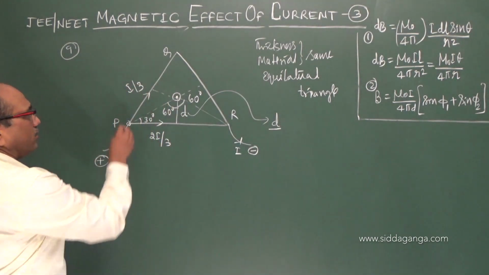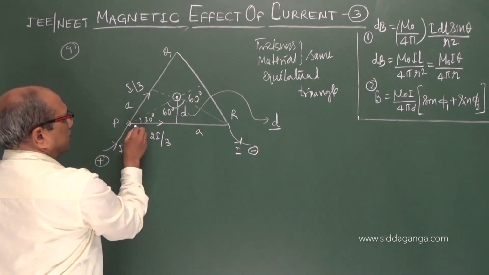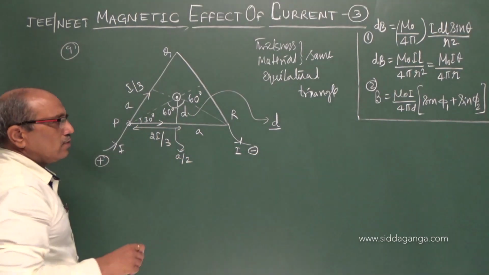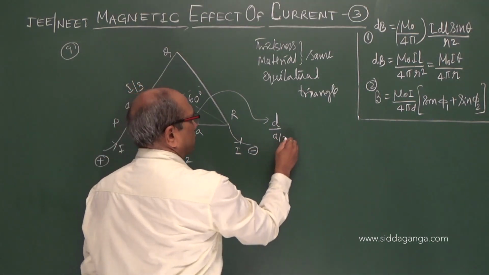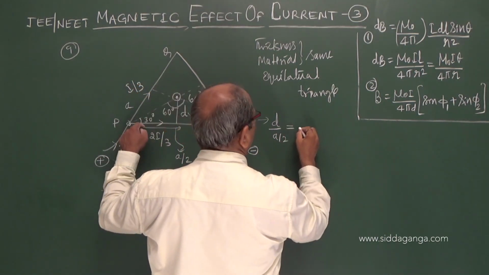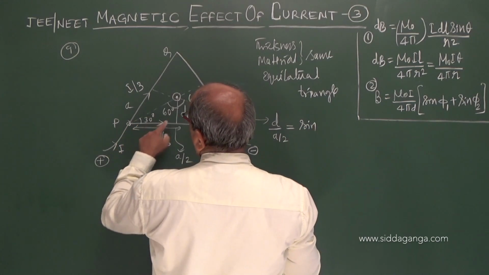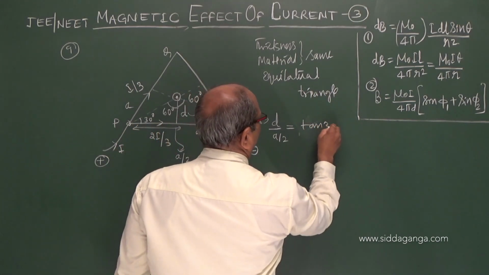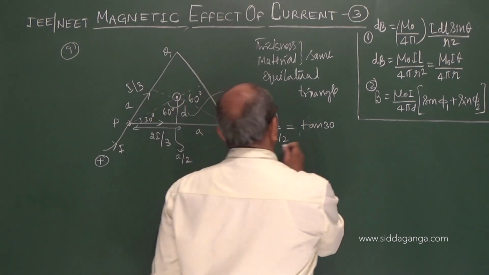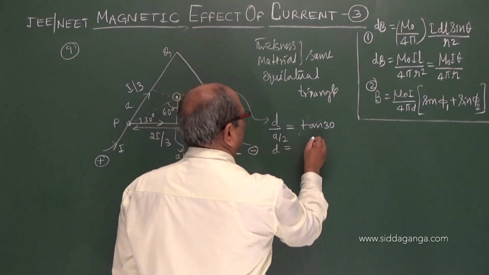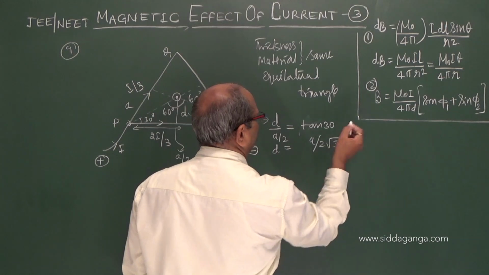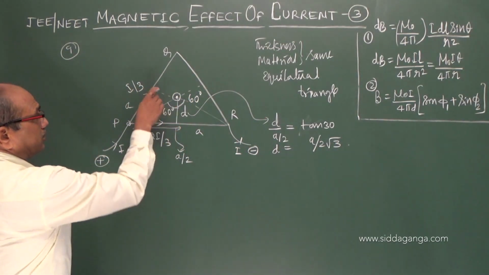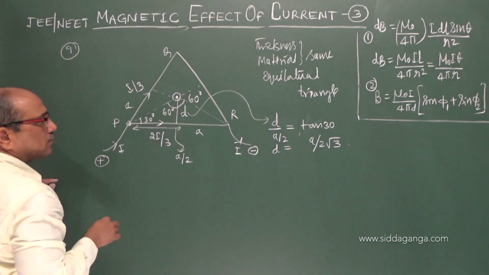If I call this length A, this length is A by 2. D upon A by 2 is equal to sin 30. Sorry, D by A by 2 is tan 30. Therefore, you can get D is equal to A upon 2 root 3. D is necessary for all these three.